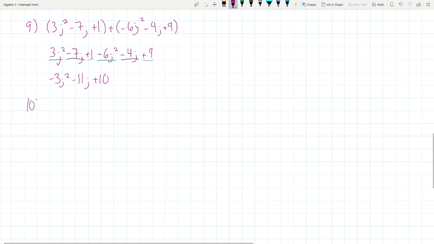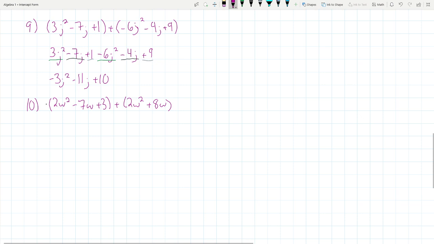All right, let's look at number 10. So 2w squared minus 7w plus 3 plus 2w squared plus 8w. This one is a little different because if you look at it, you go, okay, there's 3 terms on the left and only 2 terms on the right. How can we do that? And the way that we do that is actually no different than what we've been doing otherwise.